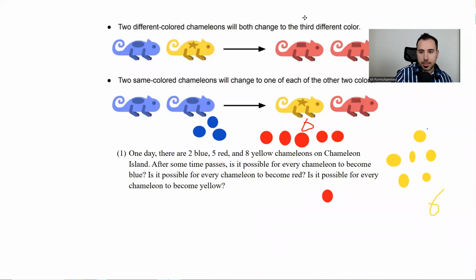Now, the question is, is it possible for every chameleon to become red? So again, we have 2 blues and we have 8 of these. Okay, remember, when we want to check if all of them can be red, the number of reds is not important. Only these two are important.